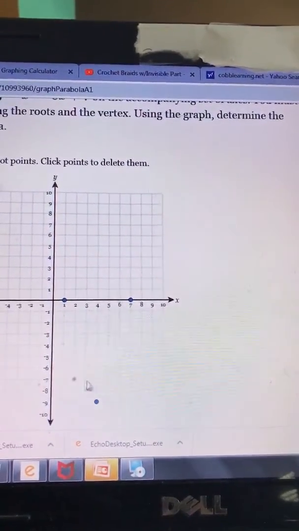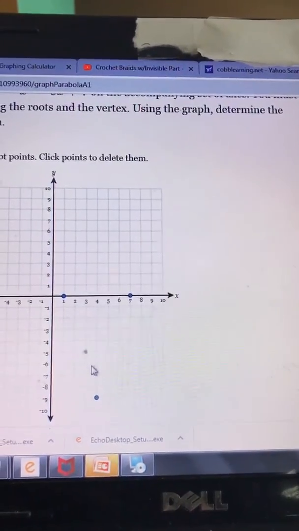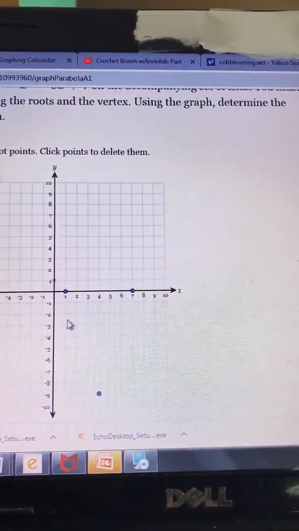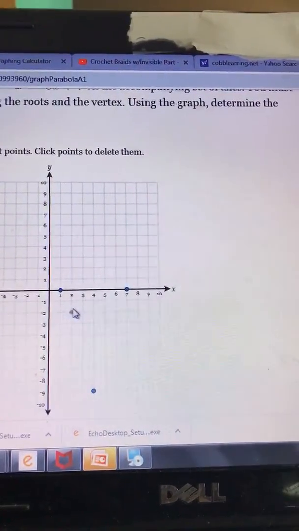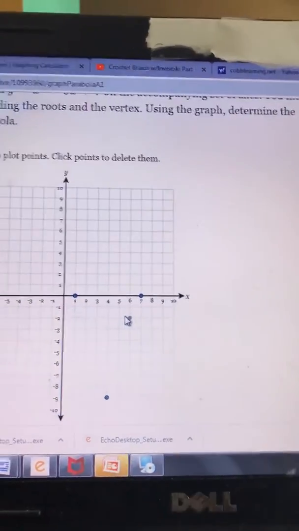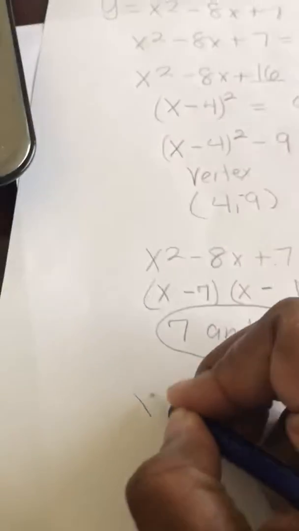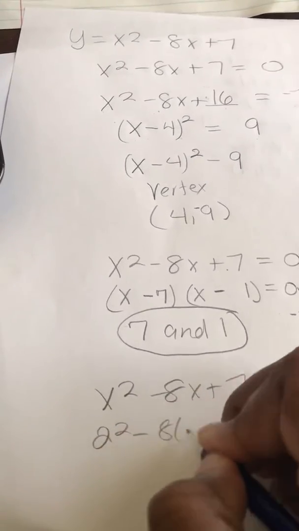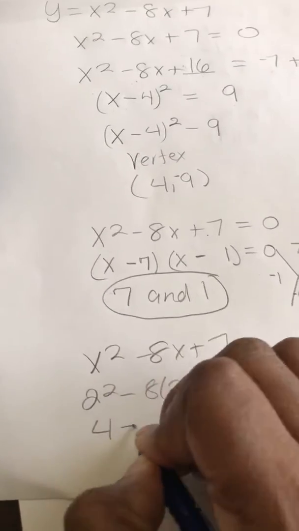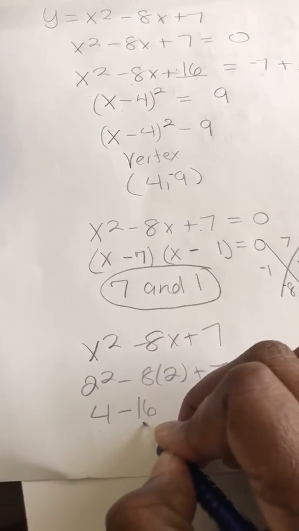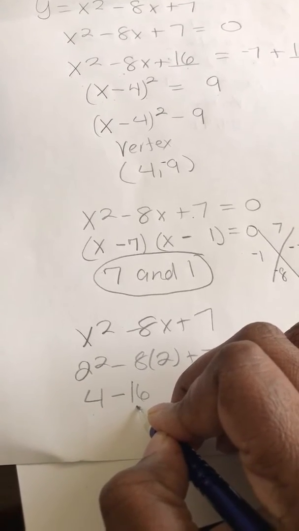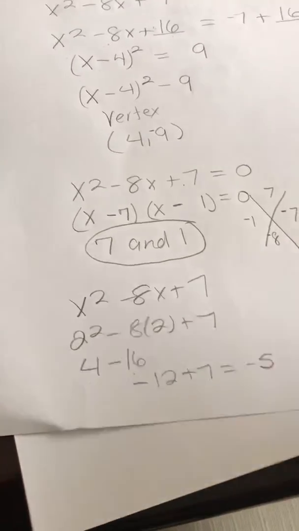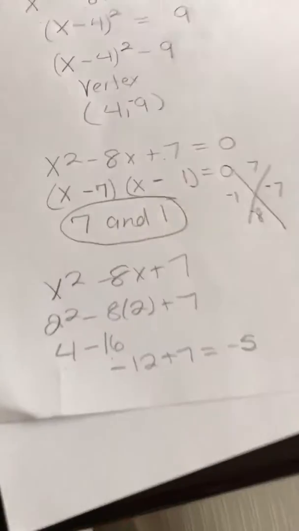To find any other 2 points on the parabola, I could go to positive 7 and graph my y-intercept. That would be cool, but let's do this. Let's find another point for 2 and 6. So we're going to plug in the number 2 into x squared minus 8x plus 7. That's 2 squared minus 8 times 2 plus 7. That's 4 minus 16, which is negative 12, plus 7 equals negative 5. So that is 2 comma negative 5.